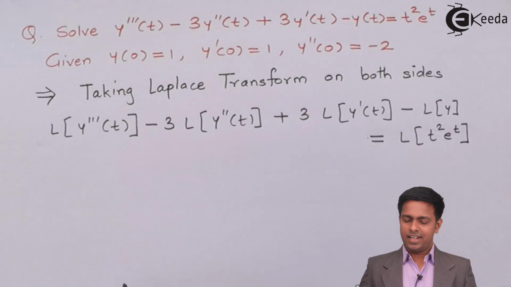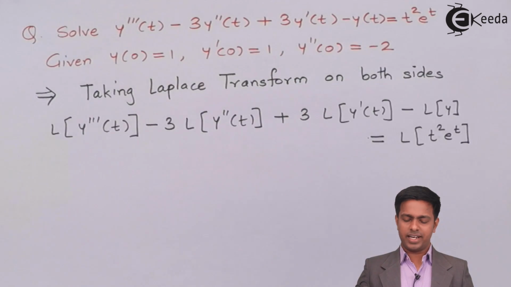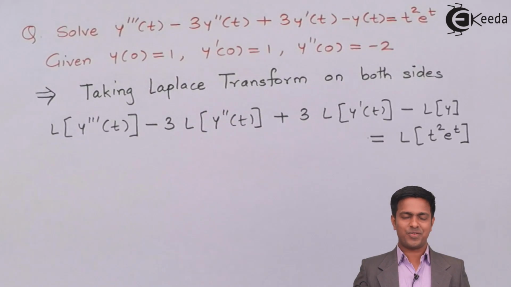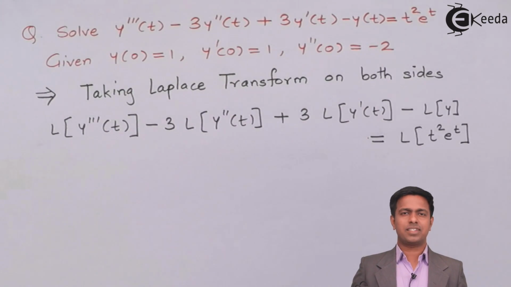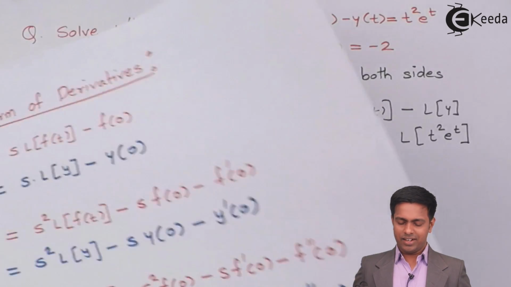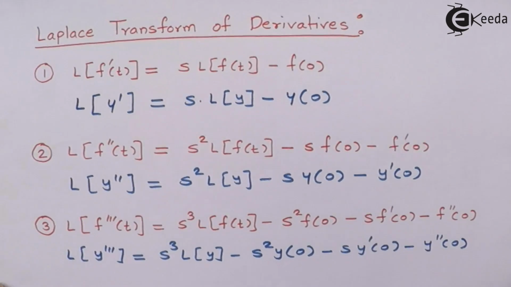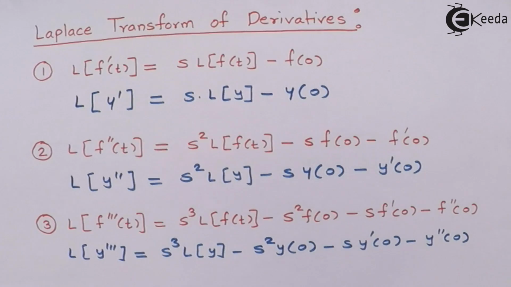Now guys, after taking the Laplace on both sides, we have to find the value of each and every term. To find the value of the left hand side, I'm going to use a few formulae, that is, the Laplace transform of derivative formulae. So guys, here there is a set of formulae, and I'll be using these formulas which are in blue color.